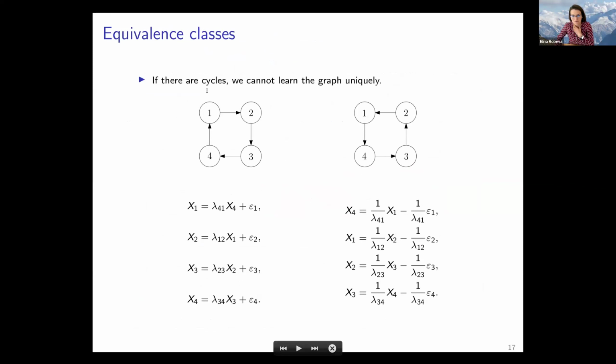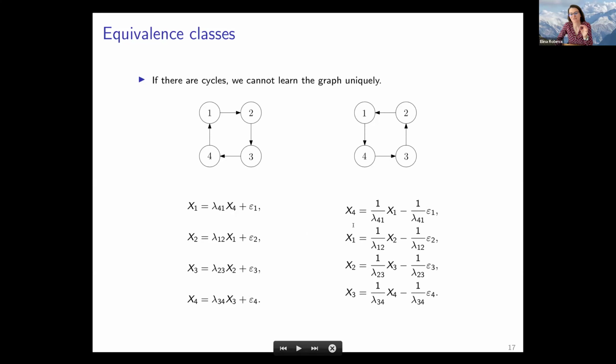And here's the reason, basically. So suppose you have this graph, x1 is something times x4 plus x1, and so on. So you have this graph. Here's the model corresponding to this graph, and here's the opposite direction. So what you can do is you can take these equations, divide by the lambdas, and move the noise terms on the other side to get these equations. And so now you have a structural equation model that corresponds to this graph, which holds.